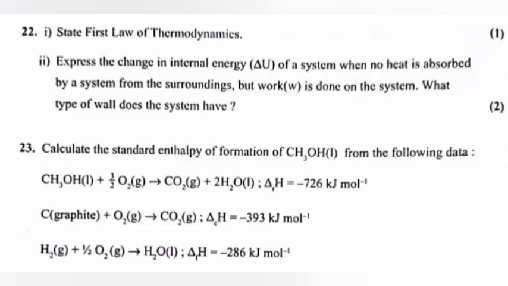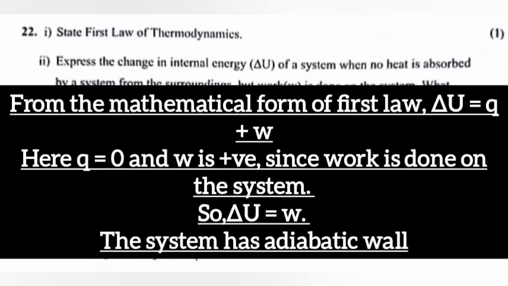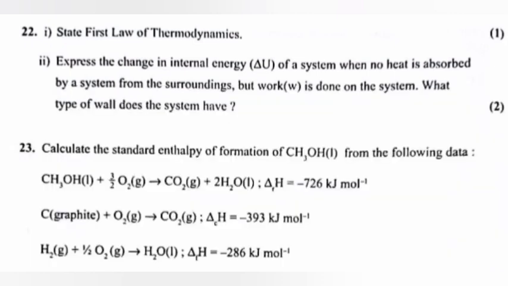2. Express the change in internal energy of a system when no heat is absorbed by the system from the surroundings, but work is done on the system. What type of wall does the system have? Answer: from the mathematical form of first law, ΔU is equal to Q plus W. Here Q is equal to 0 and W is positive since work is done on the system. So ΔU is equal to W. The system has adiabatic wall.